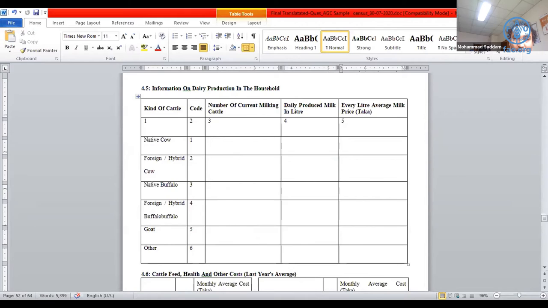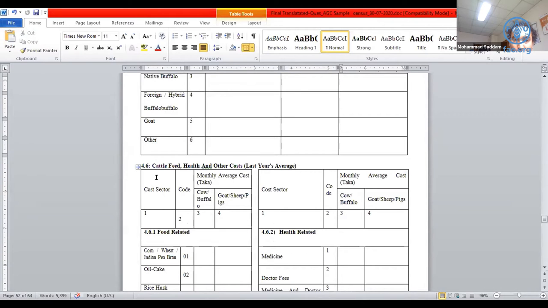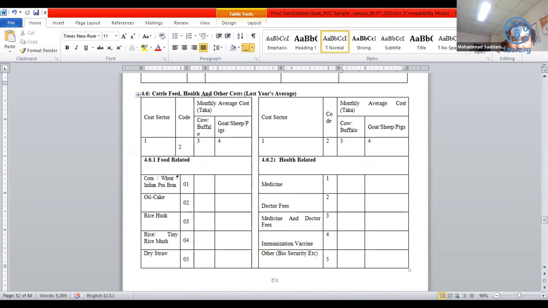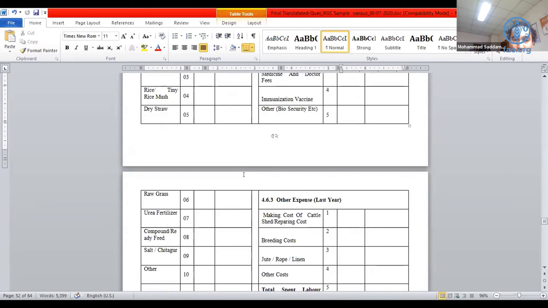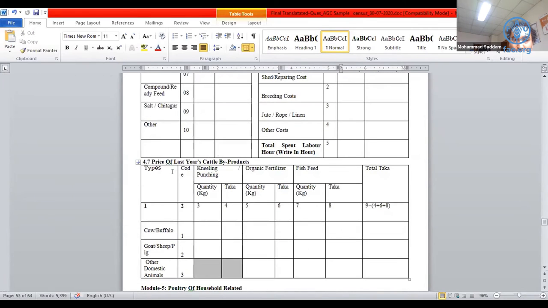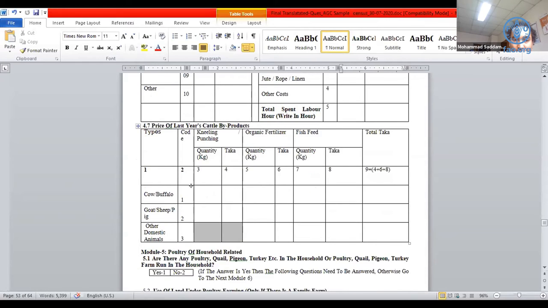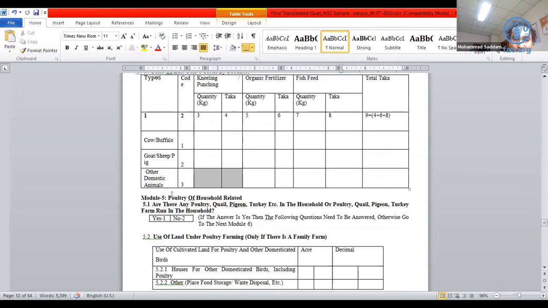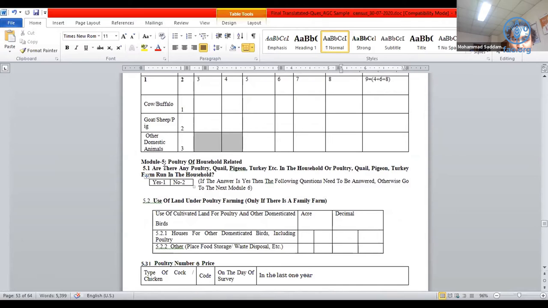And 4.6, cattle feed, health, and other costs. This is food-related cost, and 4.6.2 is the health-related cost. And 4.7, price of last year's cattle byproducts: cow, buffalo, goat, sheep, and other domestic animals. And module 5, poultry of household. Are there any poultry, quail, pigeon, turkey, etc. available in that household?